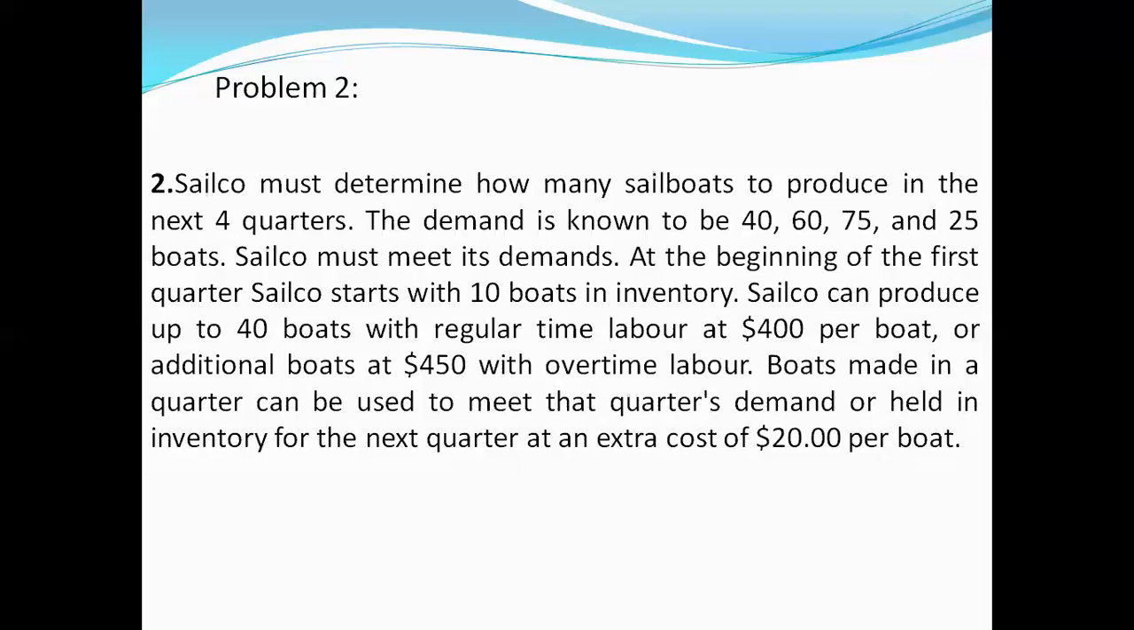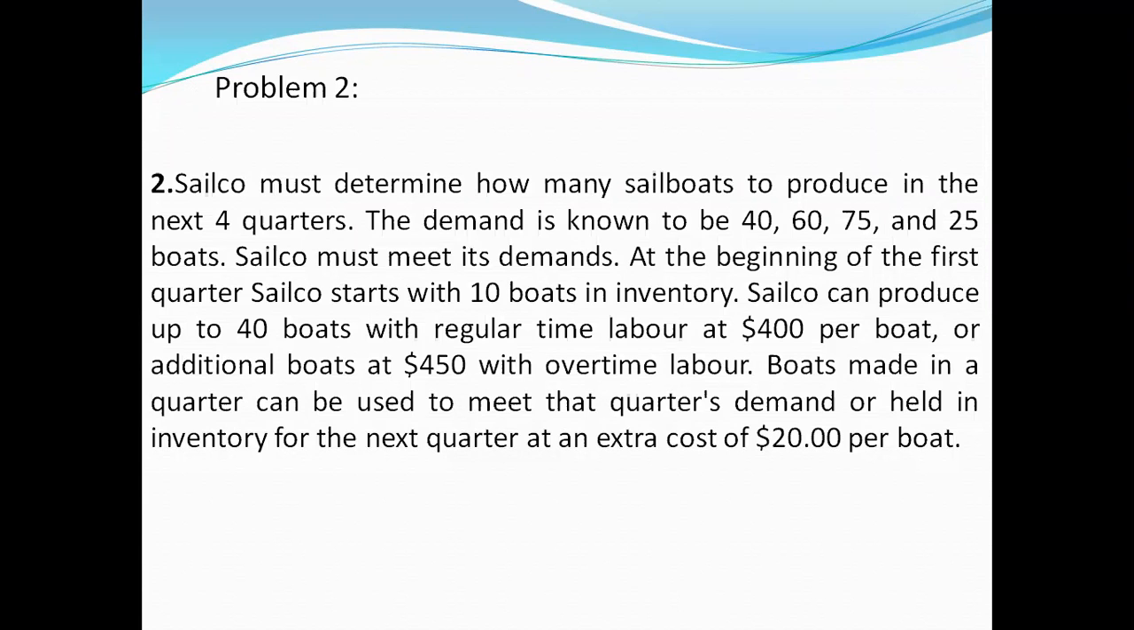Sailco can produce up to 40 boats. There is a condition that it has to produce 40 boats in 3 months, that is April, May, June, with regular time labor at $400 per boat. For each boat there is a $400 payment. Additional boats cost $450 with overtime labor.